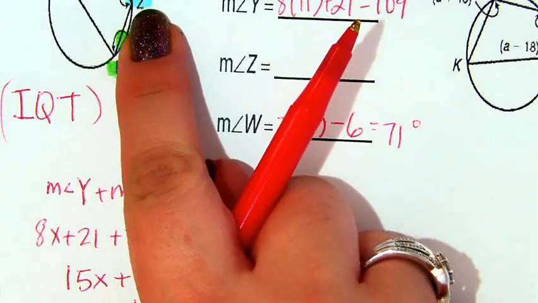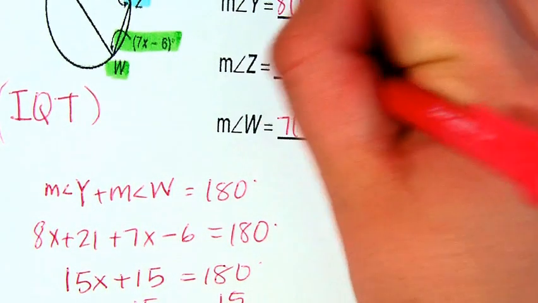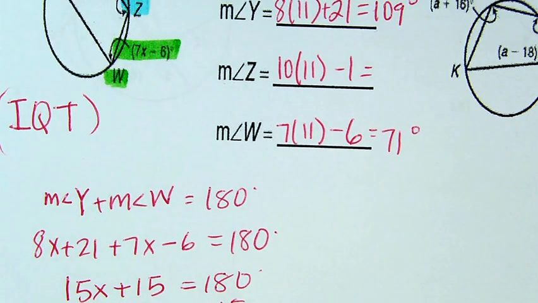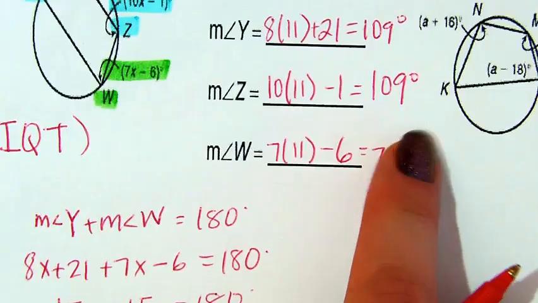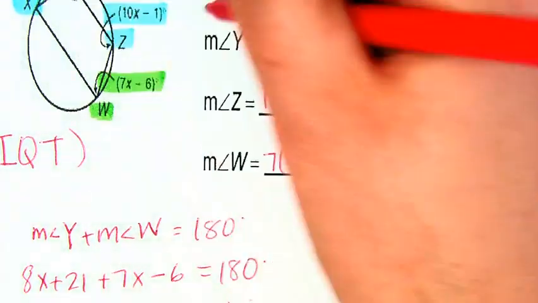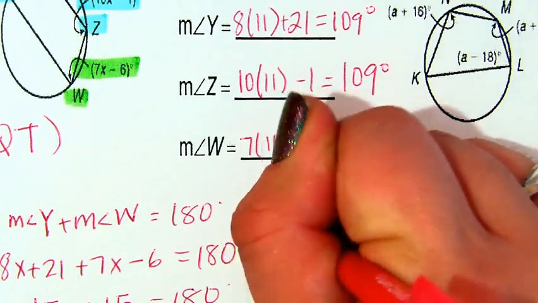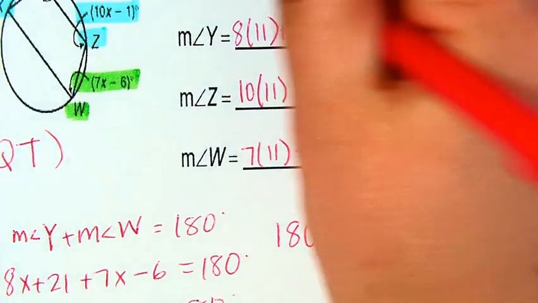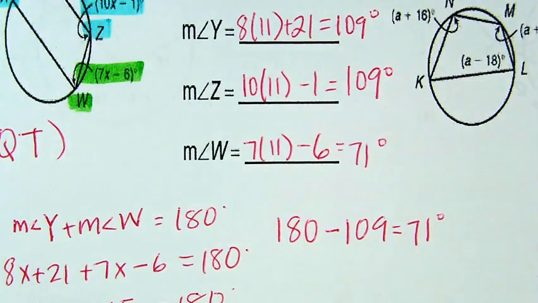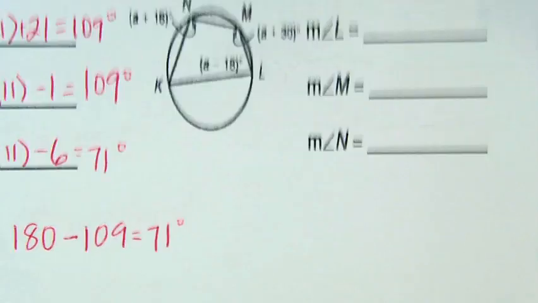This X is going to help us find Z as well. So we have 10 times 11 minus 1. 10 times 11 minus 1 gives us 109. So since this angle is 109, I know that its opposite angle has to give me 180. So I'll write this out for you guys anyway. 180 take away 109 equals 71 for angle X. So this angle X is also going to be 71 degrees. I'll leave 11 for you guys to practice. And let's move on to 12.